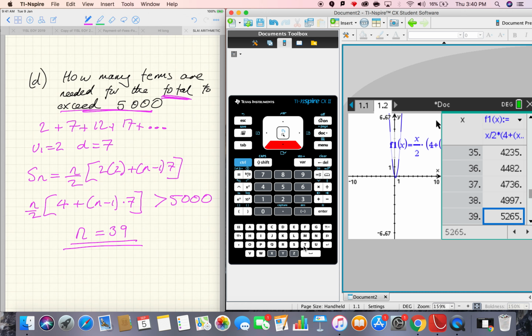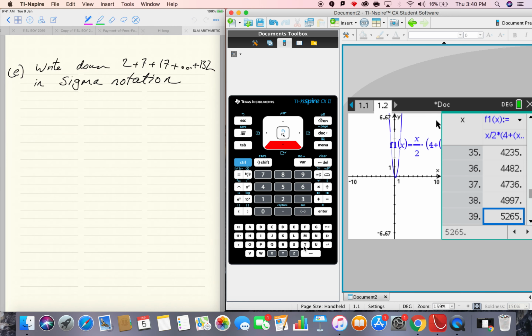Now, if you solve this using your calculator, maybe nsolve or the intersection point, you'd get a decimal answer because you'd be looking for exactly 5,000. But that's how we use the calculator to get how many terms. Alright, now let's have a look at what might be the final part, I'm not too sure.